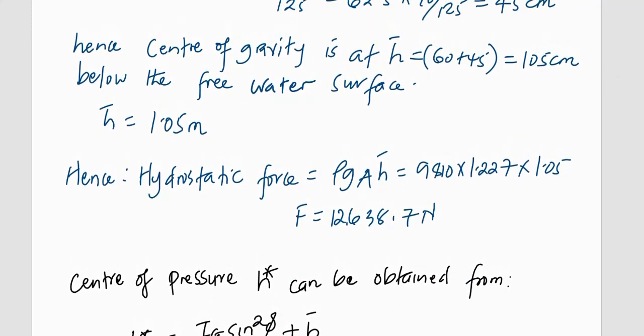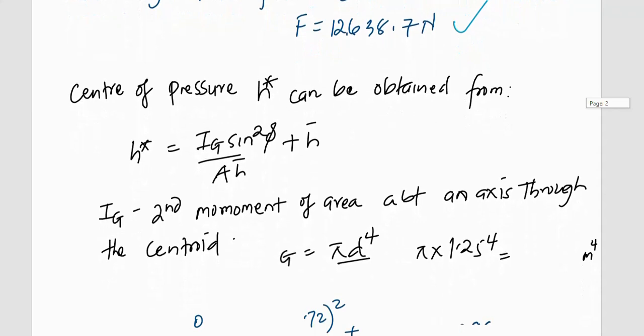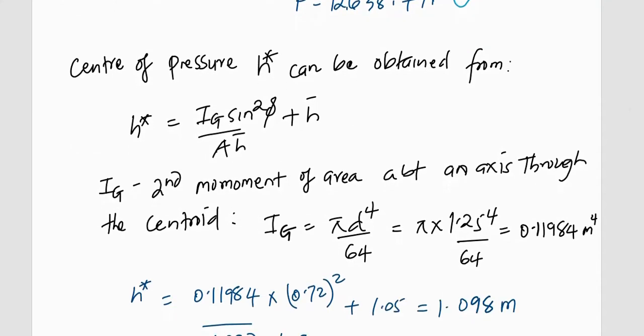Hence, the center of gravity is at h bar, which is equal to 60 plus 45, and this gives us 1.05 meters. Now we can use the h bar, having known all these other parameters, rho, g, and A. Now we also have h bar, we can substitute in and calculate for F. Therefore, this will be 9810 times 1.227, which is for area, times 1.05, which is for h bar, and this would give you 1263.87 newtons.